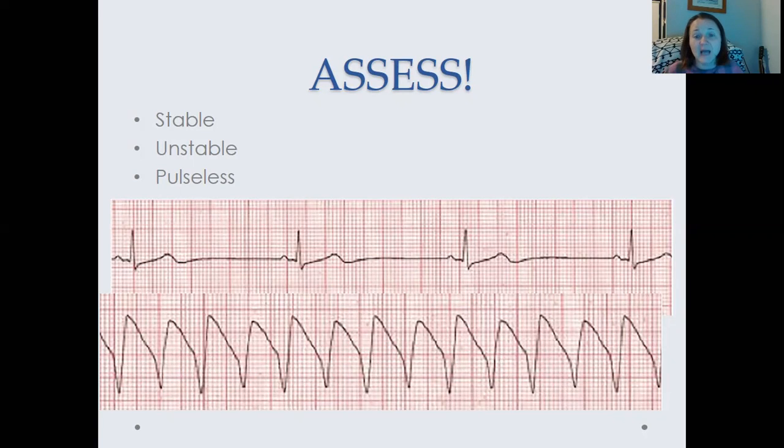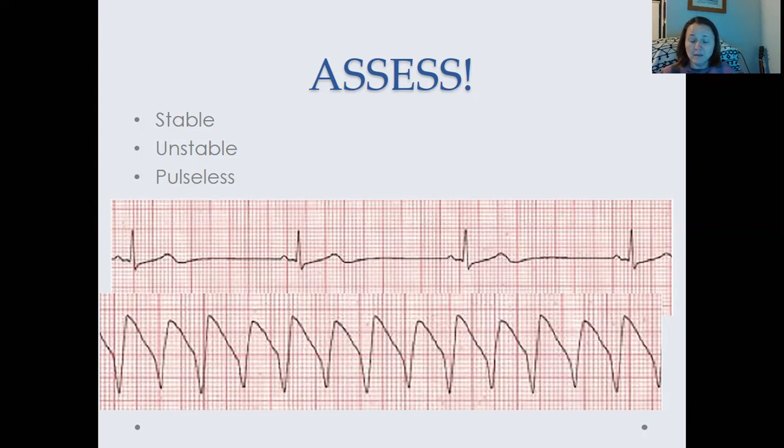So is that normal, or is that usual? Is that something you will usually see? No, but I have seen it. I have seen people with a stable wide complex tachycardia before. So we'll go back through that tachycardia algorithm in just a second. I'm looking at if they're stable.